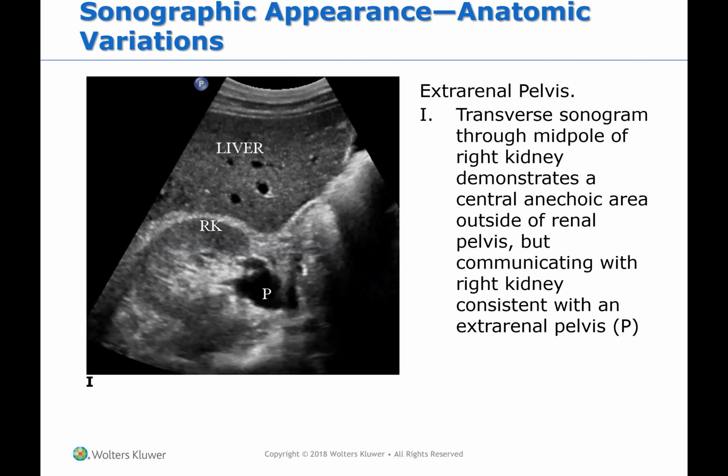You can also get what we call an extrarenal pelvis, and that's a transverse sonogram through the midpole of the right kidney that demonstrates a central anechoic area outside of the renal pelvis, but communicating with the right kidney, consistent with the extrarenal pelvis. So if you see something like this, you would definitely want to note that you're seeing an extrarenal or some kind of anechoic cystic region outside of the kidney going into the kidney. But this is what most likely it's going to be.